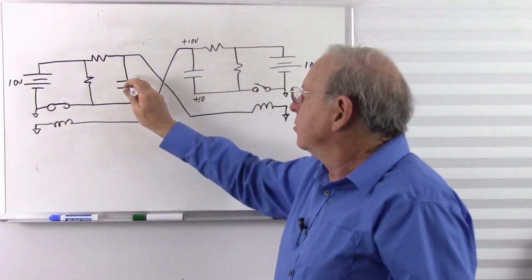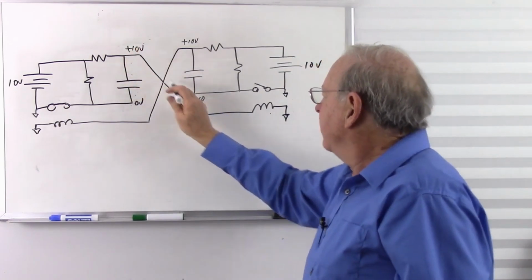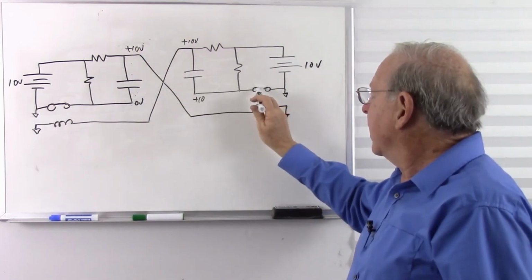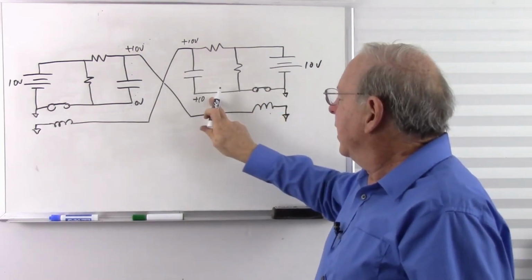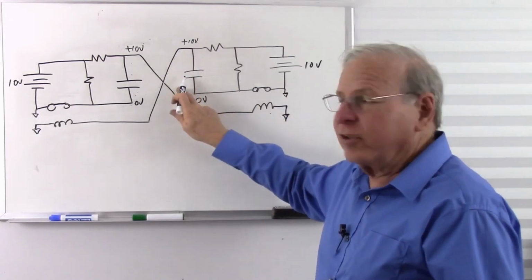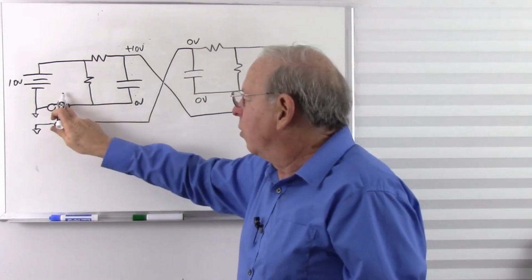But when this charges up, charges up, charges up, that's going to reach plus 10 volts. What's it going to do? It's going to energize this relay, pull that guy right down. What's going to happen? It's going to pull that down to 0. How much voltage was across this? No voltage. It's going to pull that down to 0. That's going to open this switch.